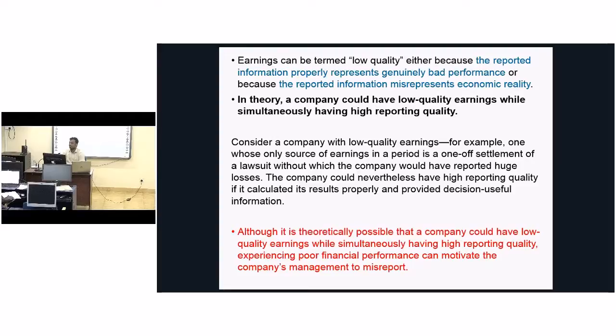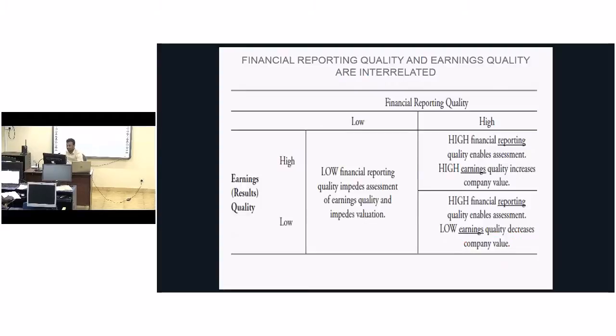Right, look, the model that we discussed up to now. When there is low financial reporting quality, obviously, what is it? Earnings quality is low, right? But high reporting quality means high earnings, right? And it increases company value.